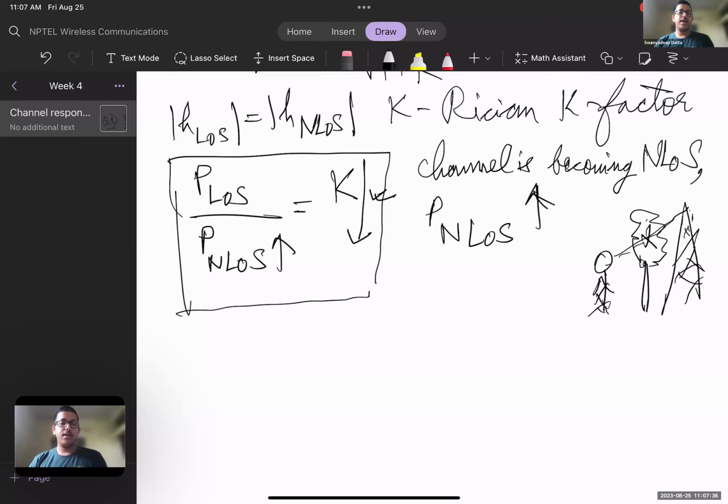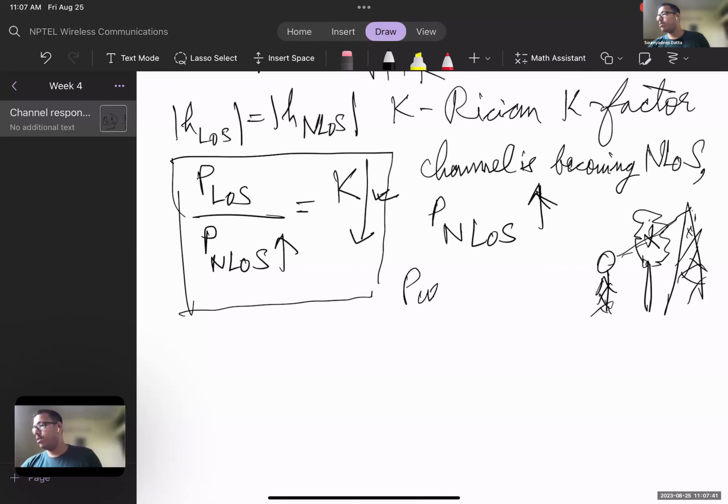And an extreme case, okay, let's say your channel is pure line of sight, right? Pure line of sight channel. You have no NLOS component, no scattering in the environment. You are, let's say, operating at terahertz frequencies or something like that, very high frequencies. So there is almost negligible, no NLOS component. Then what is the value of K? So for a pure line of sight channel, what is the value of K?